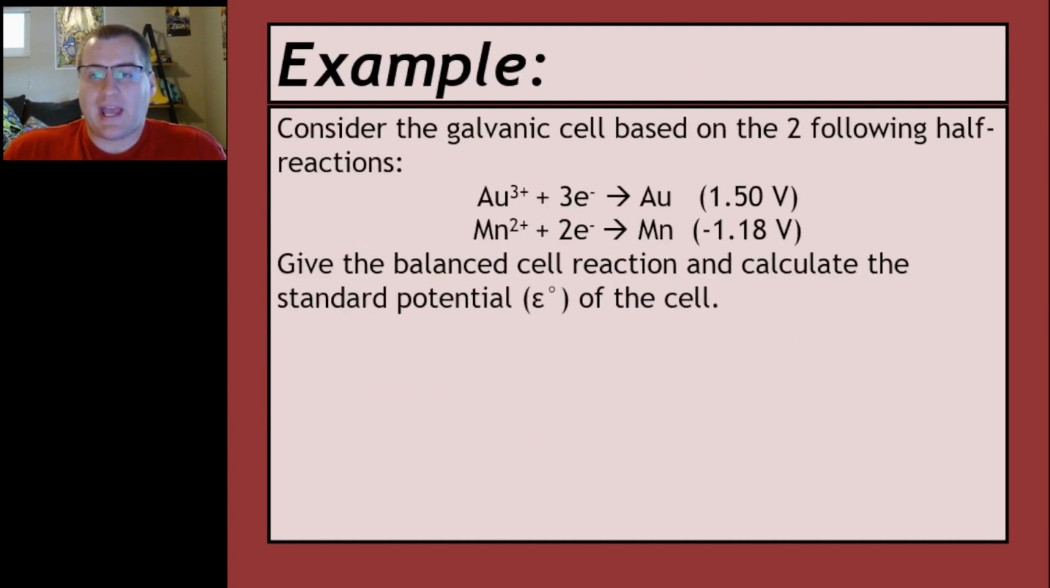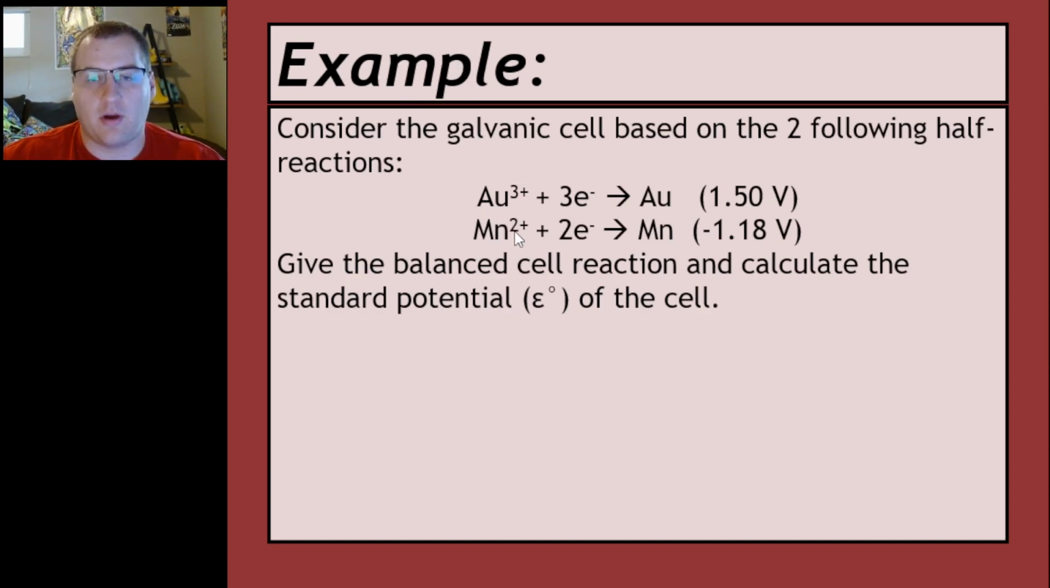Okay, so here we have a galvanic cell. We have a battery based on the following two half reactions. Okay, so these are two half reactions. It's written the voltage for us. These might be in that data table above, I don't remember. But you'll always have to be given this information. You wouldn't know this number without it being provided. So what we want to do with this is get the balanced cell reaction. So first we're going to balance this redox reaction, and then we're going to calculate the standard potential of the cell.